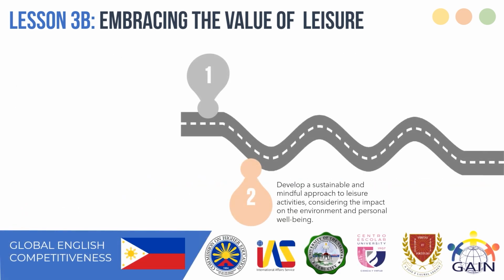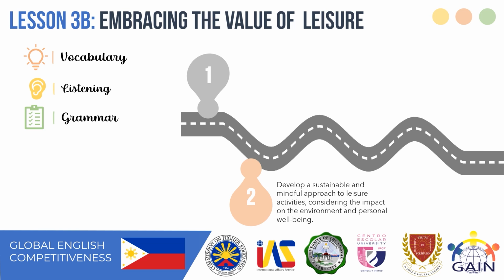And with that, we have covered our second can-do objective for this unit, which is to develop a sustainable and mindful approach to leisure activities, considering the impact on the environment and personal well-being. In this lesson, you created a concept map for the word leisure. You also listened to a narrative and answered the comprehension questions. Then we discussed modals of deduction and speculation. You also practiced your grammar skills by answering questions in a timed activity. We then read an essay on embracing the value of leisure. And finally, you wrote an opinion essay.